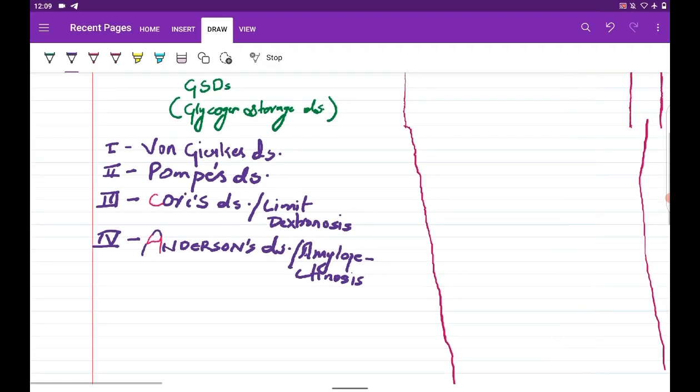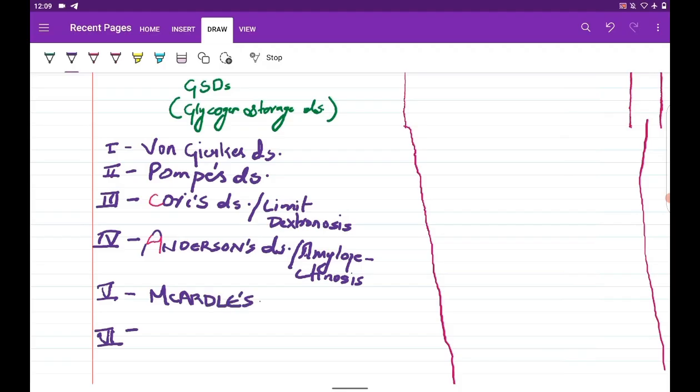Okay, so now the fifth one and the sixth one, we can study them together. The fifth one is called McArdle's disease, and the sixth one is called Hers disease. The first important thing is that we have to know the names of these diseases, then we can progress ahead. Now since we have enlisted the names of all the diseases, now we'll talk about the enzymes which are deficient in each of the diseases.